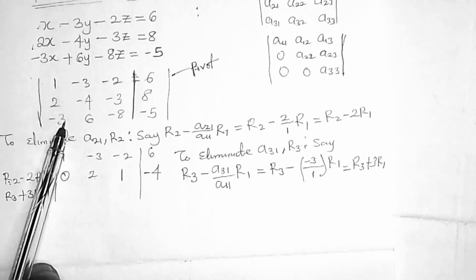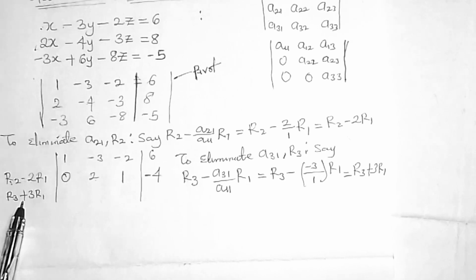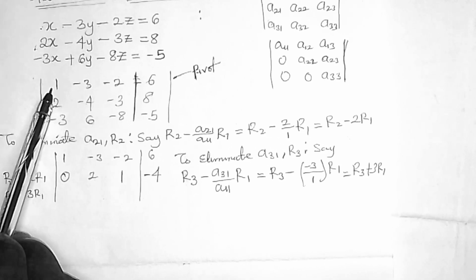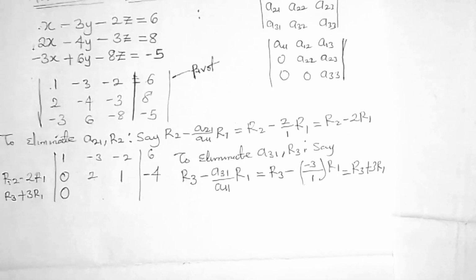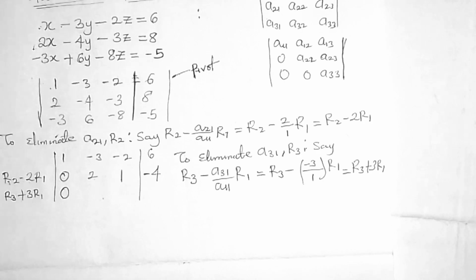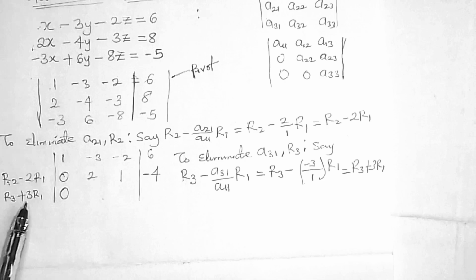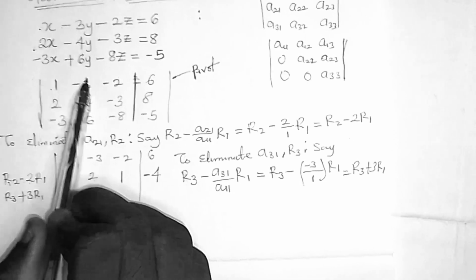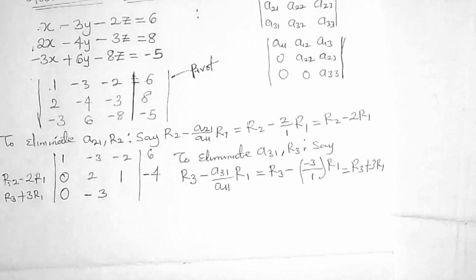Now look at it. What is your R3 here? R3 is minus 3. So minus 3 plus 3 times 1. 3 times 1 is what? 3. So minus 3 plus 3, 0. Are you seeing that now? Minus 3 plus 3, 0. Then for the next one, R3 is what? 6. 3 times minus 3, minus 9. 6 minus 9, you get what? Minus 3. Are you seeing that now?